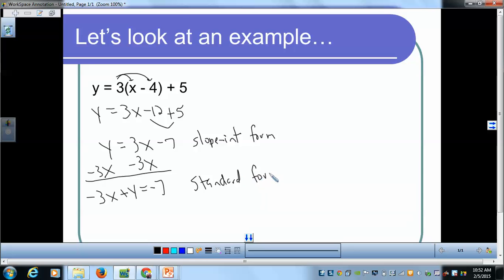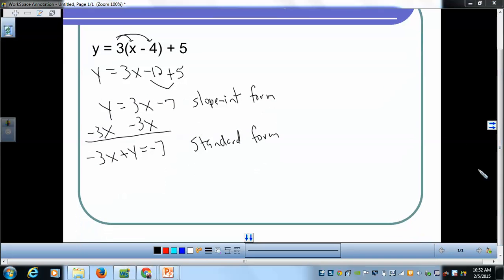Now, sometimes in standard form, they always make the x term positive. So what you may see is that if this is ever negative, they would just multiply everything by negative 1. So you would have 3x minus y equals 7. Depending on how they want this to look, you may see standard form with a leading positive coefficient versus a negative one. So we have done this before.